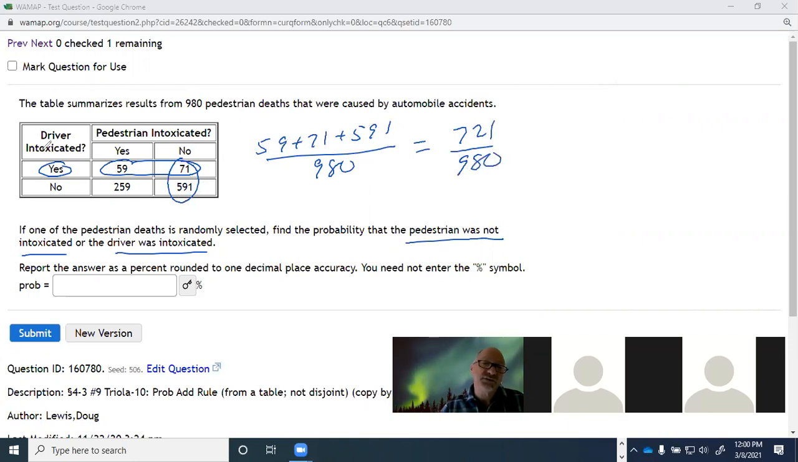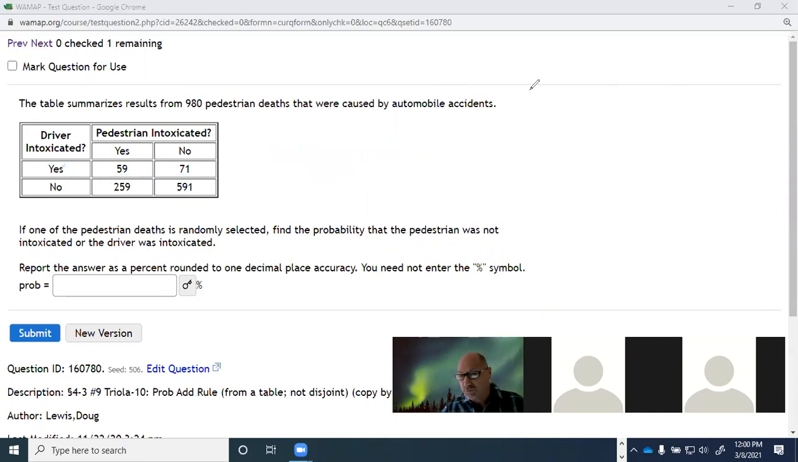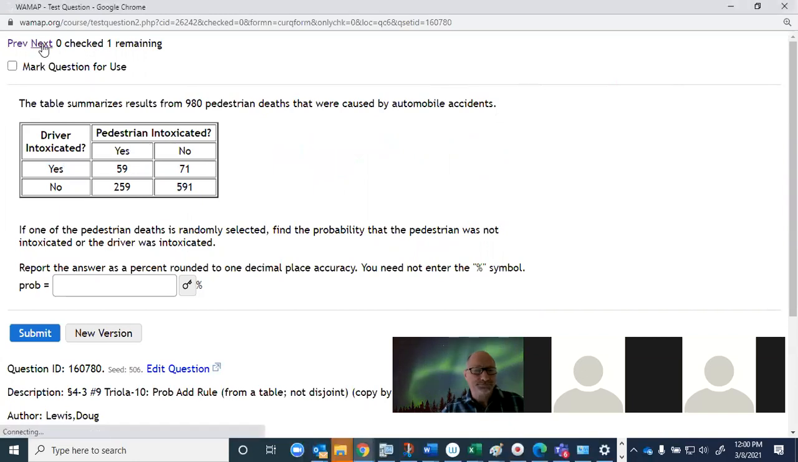And that's nice if you've got a nice table that you can get that information from. But you also need to be aware that sometimes the table isn't as easy. And so that formula of adding the probability of A plus probability of B minus the probability of the overlap is important to know how to do as well. Okay, we have one last problem.